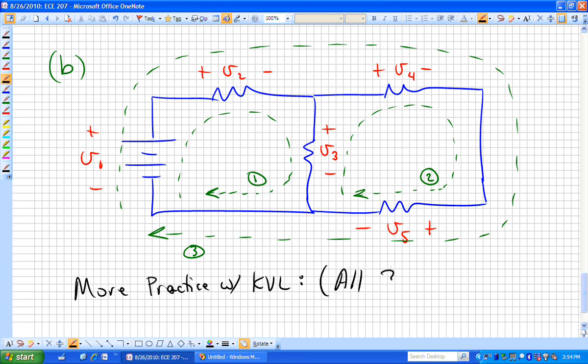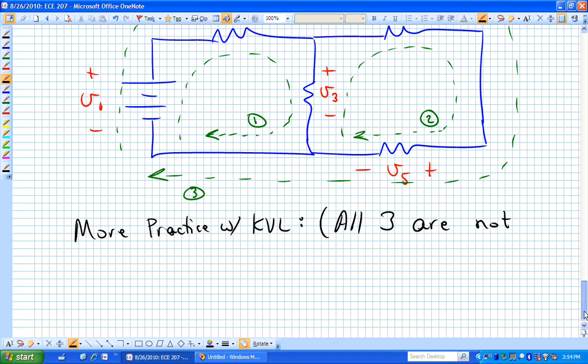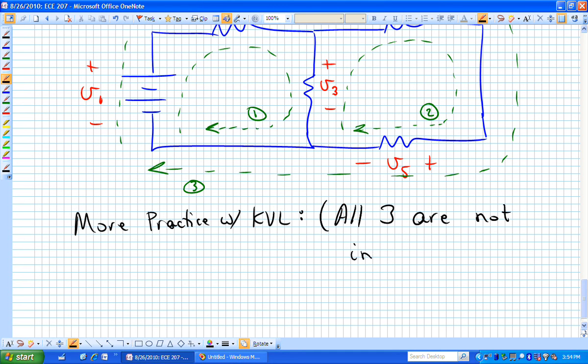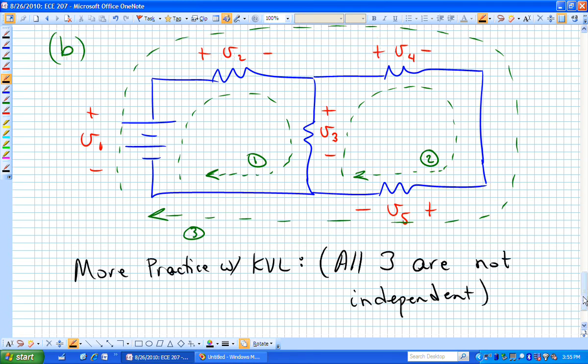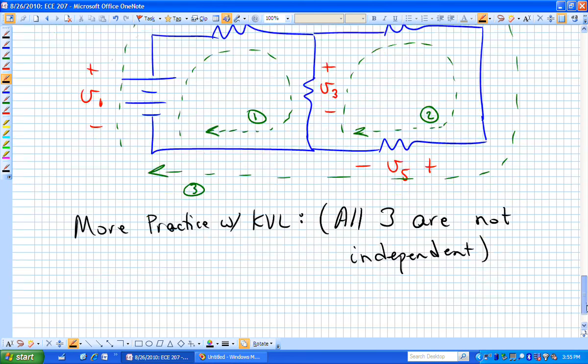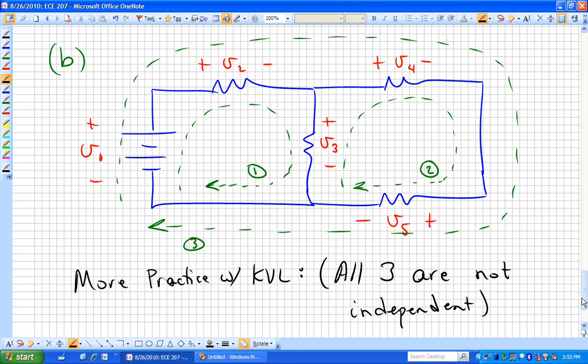But now we want all 3. I'm wanting you to realize that all 3 of these loops are not independent of each other. What's the relationship between the voltages that we've labeled and loop or mesh 1? Maybe I shouldn't have written that sentence. Now I have to scroll up. But let's look at it for a minute and see if you can then write KVL for mesh 1. What would you do?